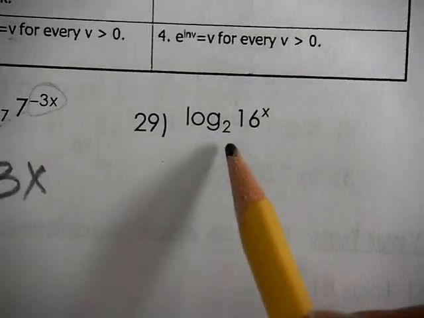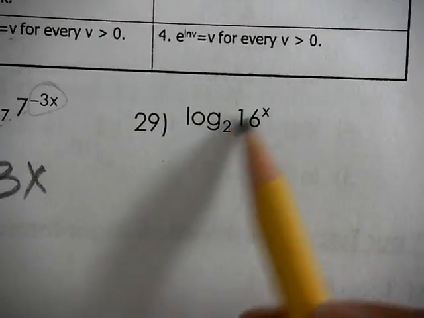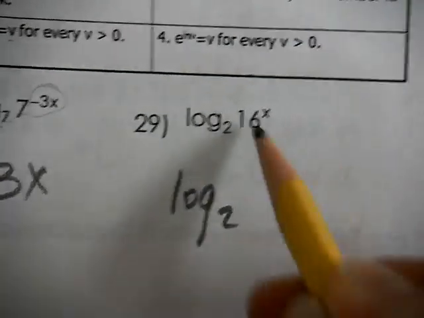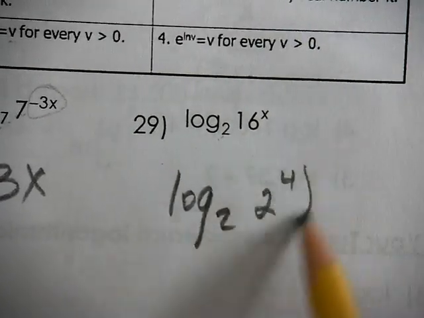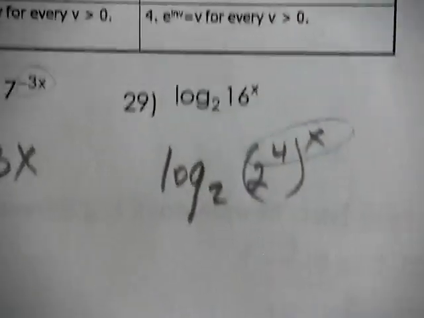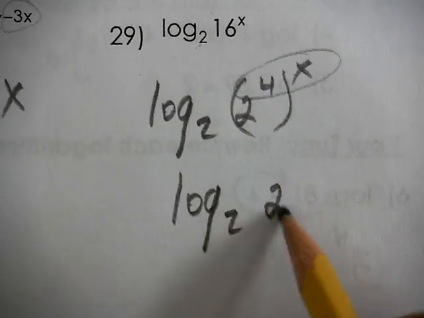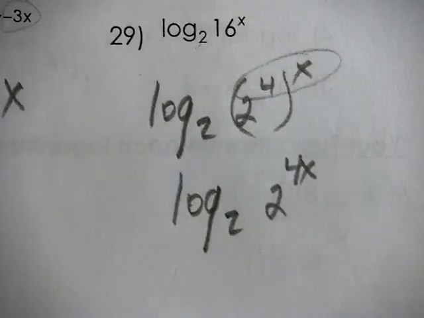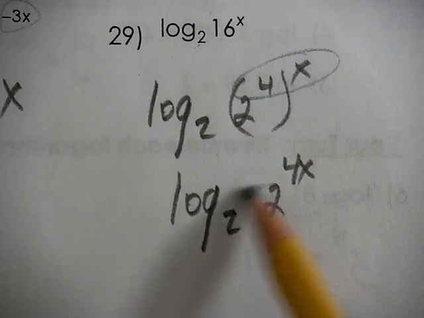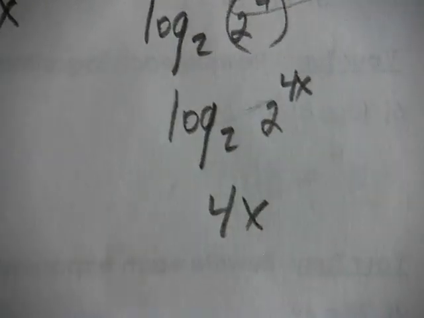Oh, here's an interesting one. The bases don't match. The base of the exponential and the base of the logarithm aren't matching. Can we make them match? So 2 to the 4th power to the x power. We multiply exponents. Log base 2 of 2 to the 4 times x. Now your bases match, and we have an answer of 4x.